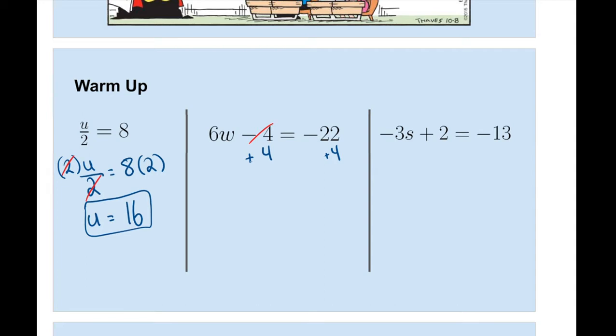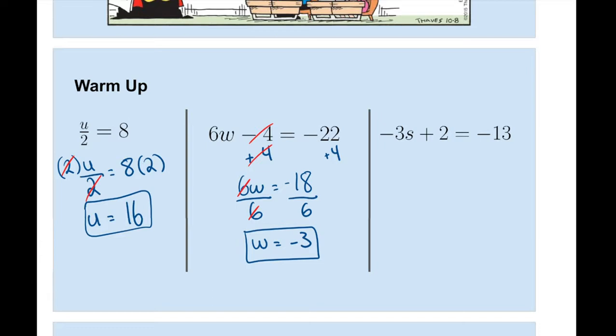The one side, it'll cancel out. I'm left with 6w equals negative 18. Now, to get rid of the 6, I'm going to divide by 6, because again, the number or the coefficient and the variable, the operation between them is multiplying. So I'm going to divide, or do the opposite, divide by 6, and I'm going to do the same thing to both sides. One side cancels out. I'm left with w equals negative 3, which is the solution to this equation.